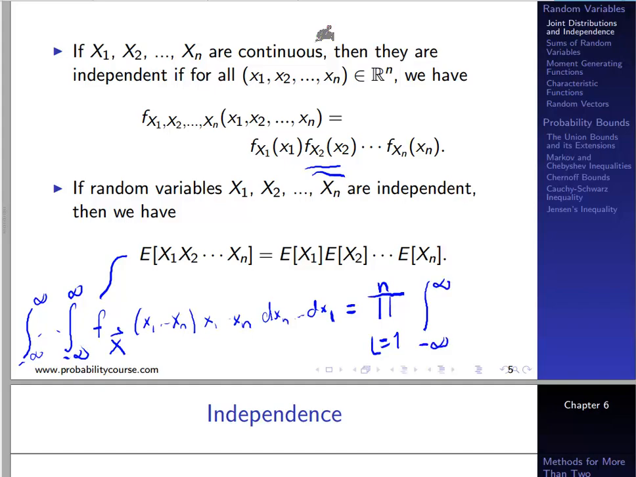So in each case, I'm taking the product of the integral of f of xi of xi times xi dxi. Now, what is this here? This quantity here is just the expectation of xi. So that's why the expectation of the product is the product of the expectations. Okay, so I'm going to stop there.